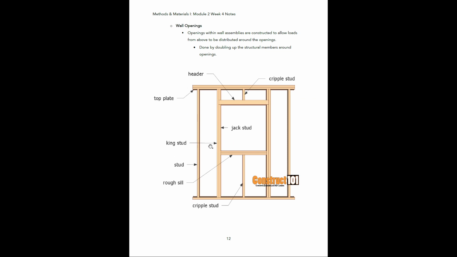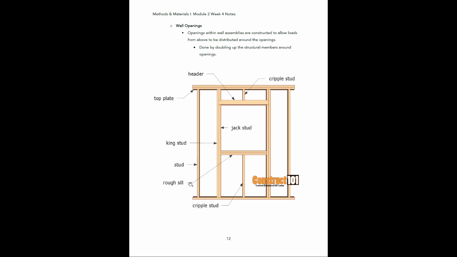Okay, so our king studs, this one and this one here, are the outermost studs around the window opening, and these go all the way from bottom to top. All right, then we have what's known as jack studs. If you look at this jack stud, this is the one directly within the king stud, and that is going to go from the bottom of the sill plate all the way up to the bottom of this header that you're seeing that goes across here. Then we have another one over here as well. That's going to go all the way up to the bottom of that header.